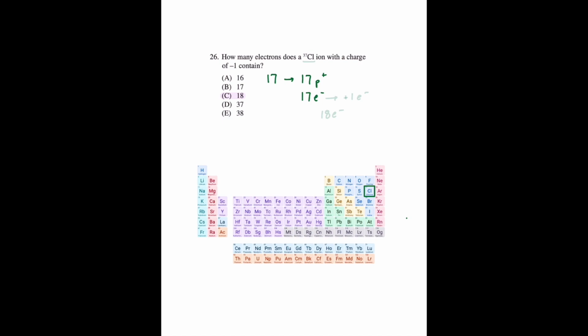They're kind of throwing you for a loop here with the 37 because that's the isotope symbol, meaning there's a different number of neutrons, but we're only concerned with the number of electrons here. And so normally we'd have 17 electrons, but with a charge of -1, we're going to add 1 electron, and that will give us 18 total electrons. So our final answer is C.